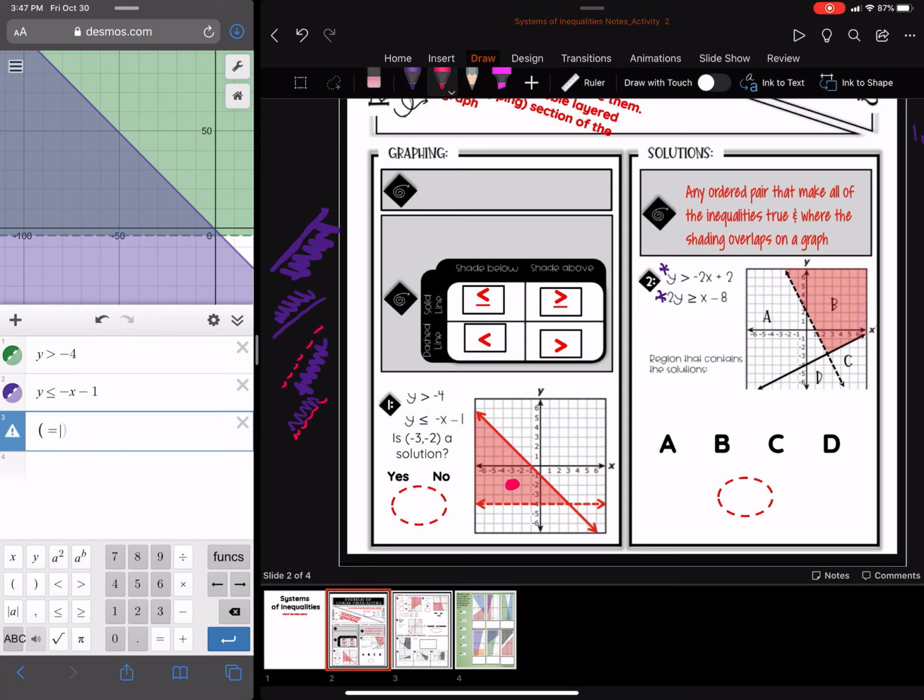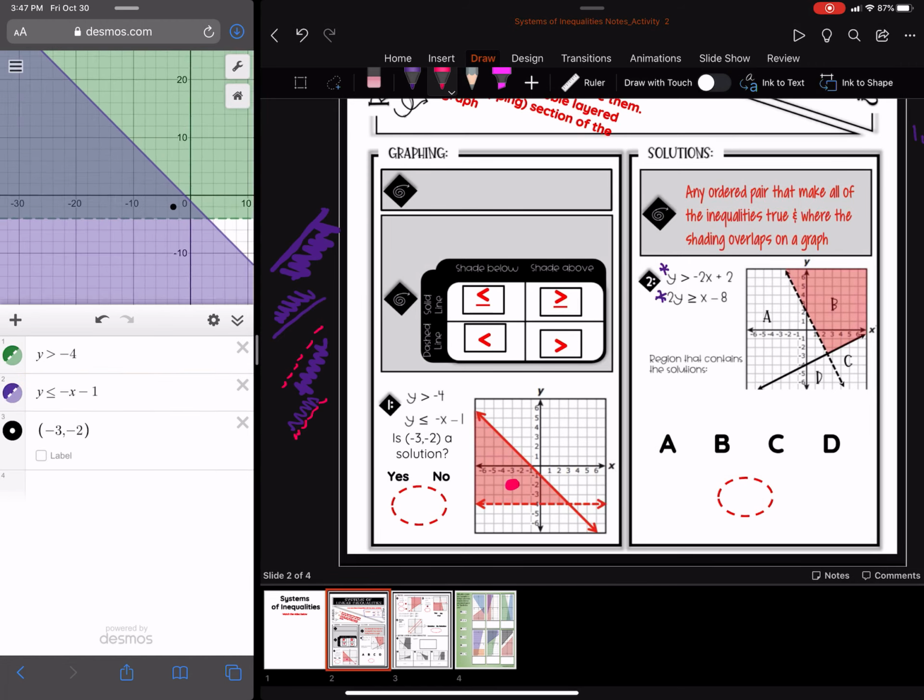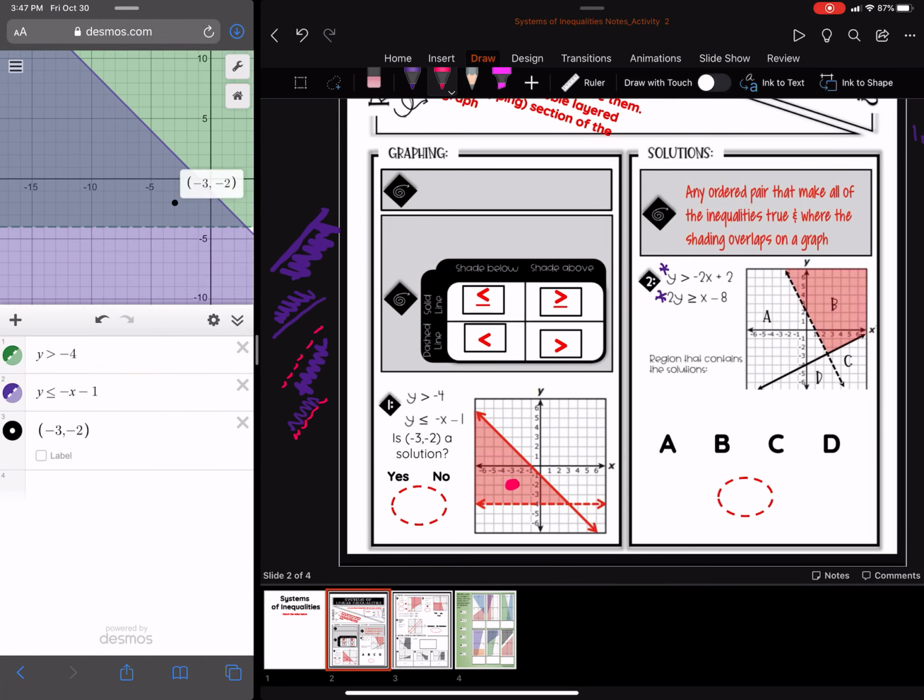You can put in -3, -2. That is not a negative, Miss Skinner. So -3, -2 into here, and you're going to get a dot. And is that dot in the double layered? It is. It's right there. So we would say, yes, that is part of my solution set. So you can go ahead and swing that up. That is, -3, -2 is part of my solution.